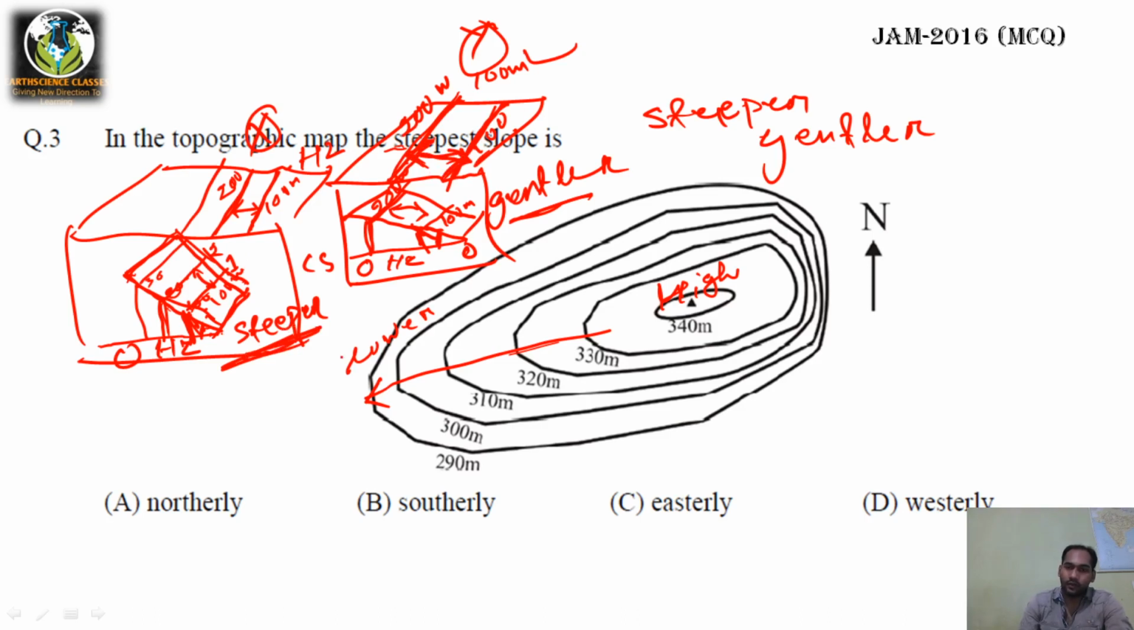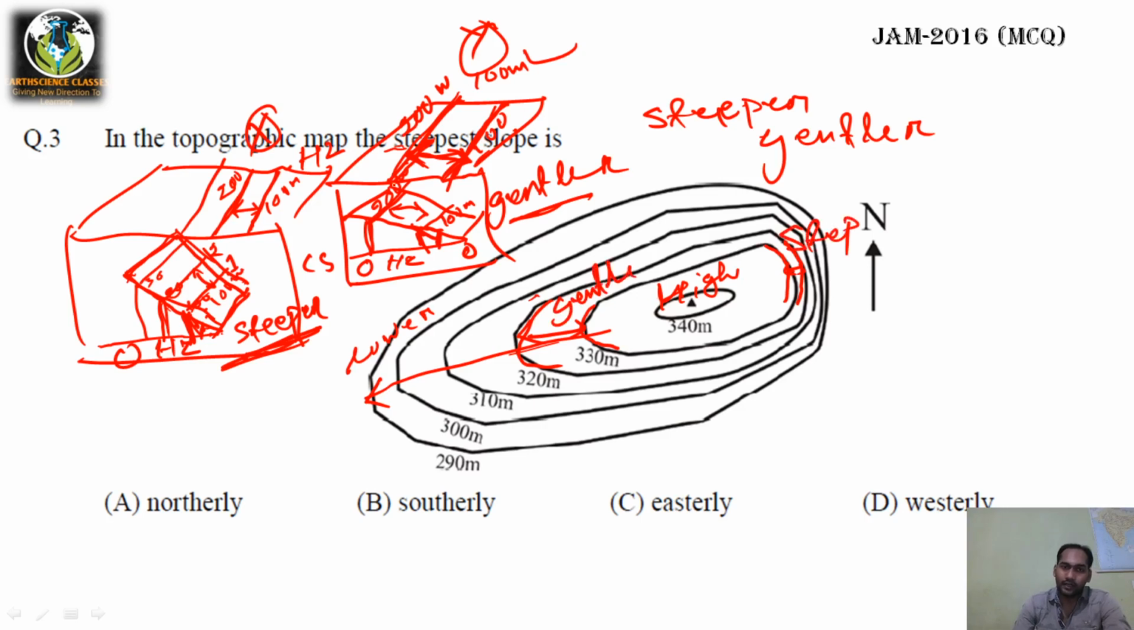Okay, so you can see this is the 330-meter contour, and this is the 320-meter contour. You can see the difference here. Here it is the 330-meter contour and it is the 320-meter contour. You can see the difference here. So this side is gentle, this side is steep.